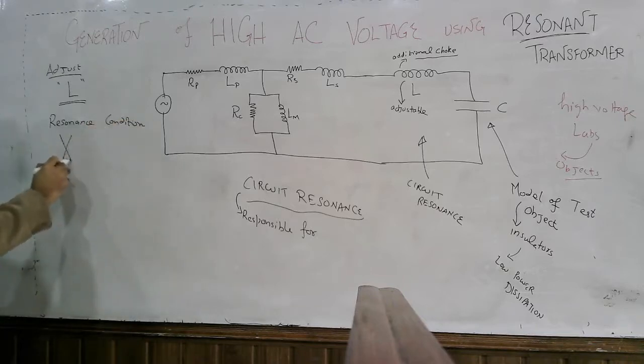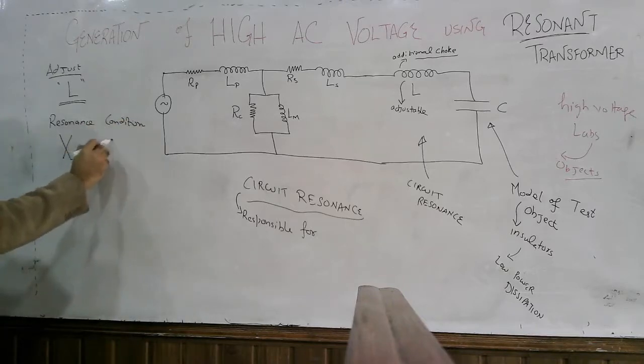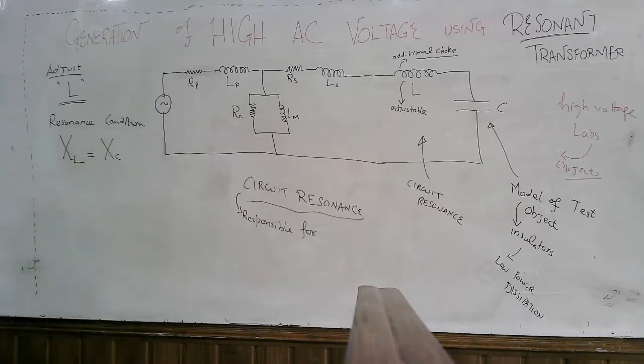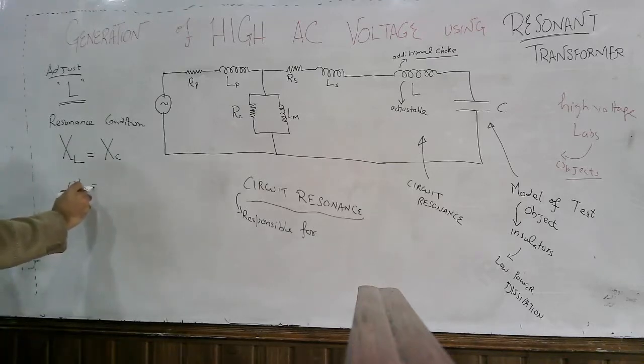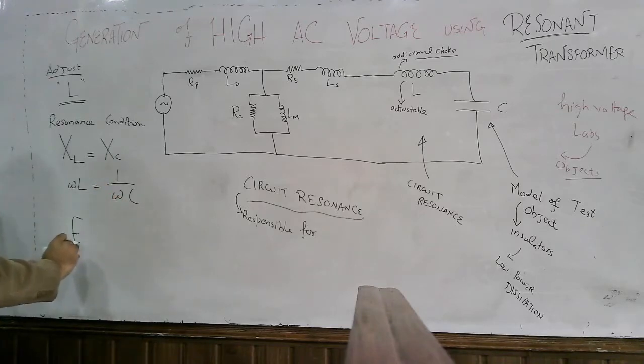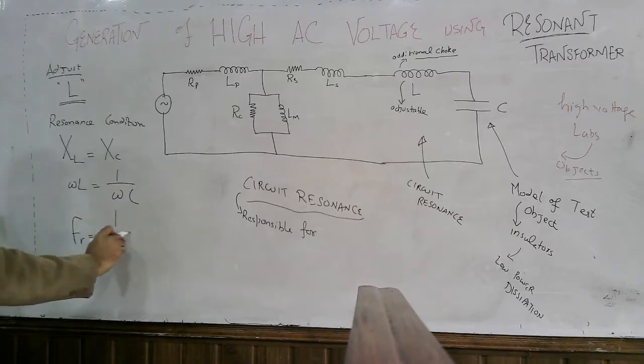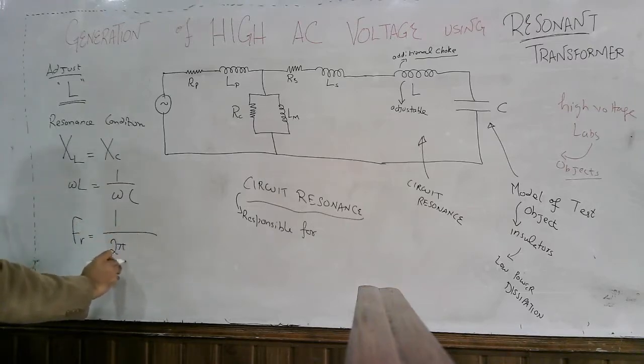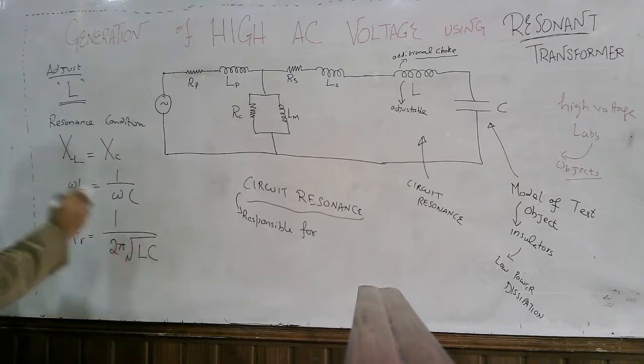The inductive reactance becomes equal to the capacitive reactance. This occurs when the circuit is resonating. So XL is equal to XC, which means omega L is equal to 1 by omega C. The resonating frequency comes out to be 1 divided by 2 pi under root LC.